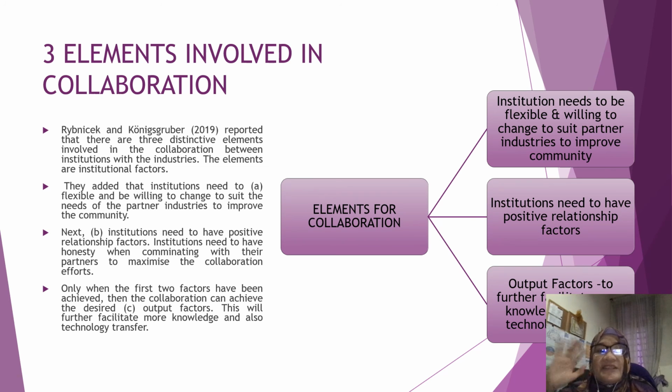Three elements involved in collaboration. What are they? Reibnick and Kongsgruber reported that there are three distinctive elements involved in the collaboration between institutions. The first is that the institution needs to be flexible. You must be flexible, and you must know what needs to be taken out and what needs to be added to improve the community.